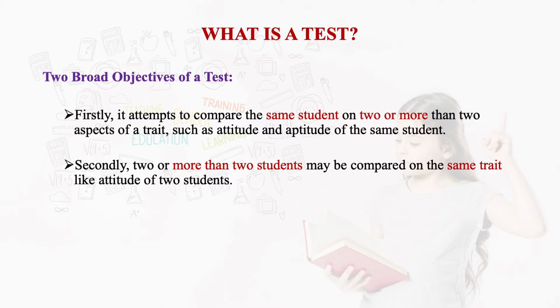like attitude of two students. Try to understand. Here you have to take more than two students, but in the earlier case you are just taking the same student. Then you have to administer the same tool or the same test upon the group of students, and you will compare so far as attitude is concerned, so far as achievement is concerned, what is the performance of different students. So in both ways you can do it. You can administer many tools upon the same student, and you can administer a single tool upon two students so far as better comparison is concerned.